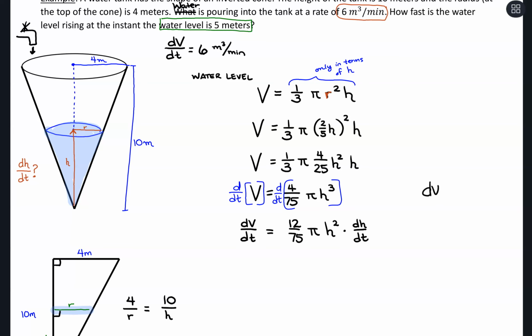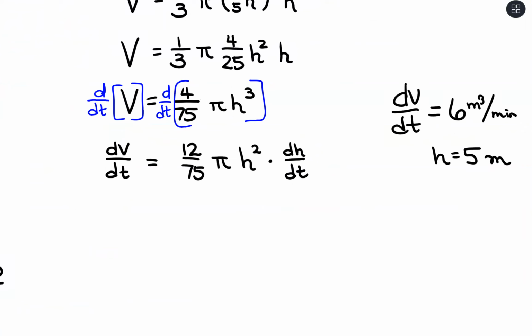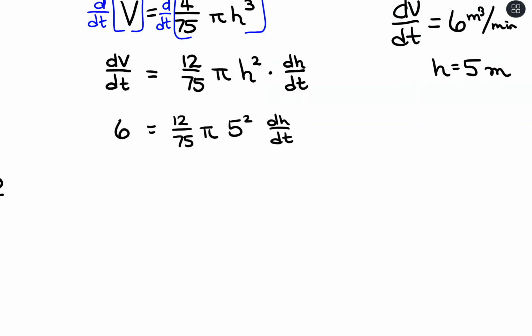Okay, so now I want to go back and see what I can plug in. Again, we had that dV/dt is growing, so it's positive 6 meters cubed per minute. We're also looking at the moment that the water level height is 5 meters. So let's plug those in. We're going to have 6 equals 12/75 pi 5 squared dH/dt. Which, let's see, 25 divided by 75 would be a 1/3.